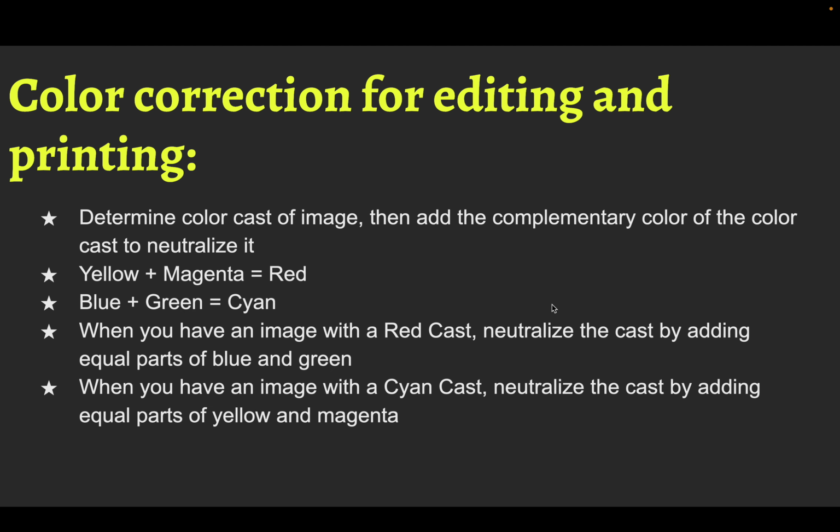All right, so color correction for editing and printing. You will determine the color cast of the image and then add the complementary color of the color cast to neutralize it. So yellow and magenta make red, and blue and green make cyan. So when you have an image with a red cast, you can neutralize the cast by adding equal parts of blue and green. And when you have an image with a cyan cast, you can neutralize the cast by adding equal parts of yellow and magenta.